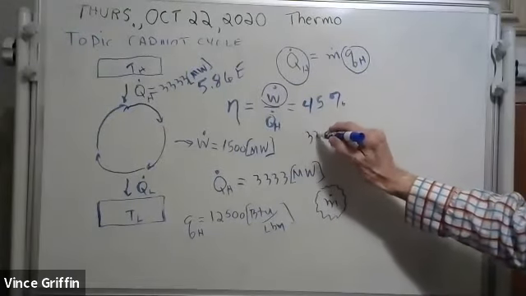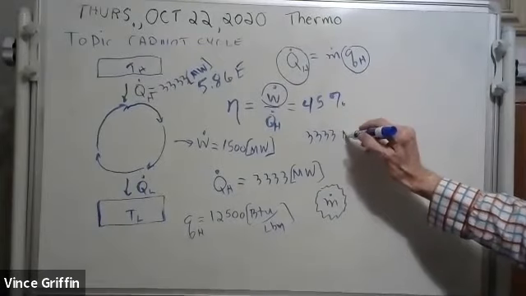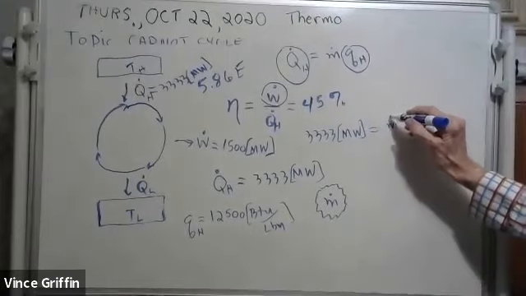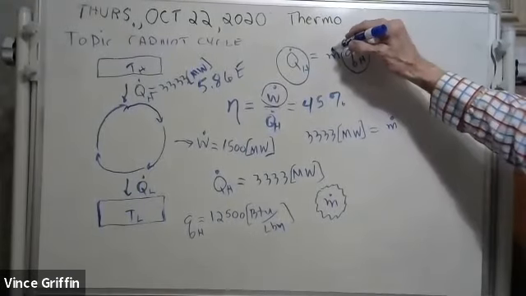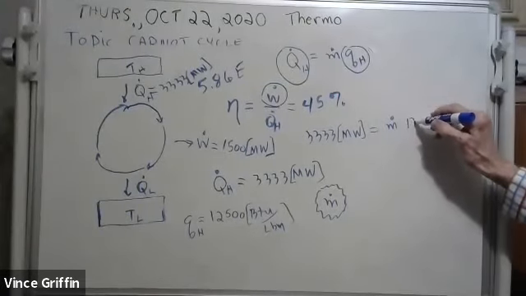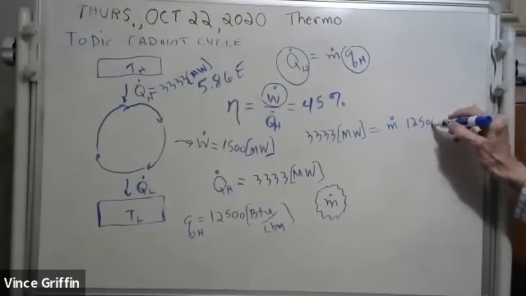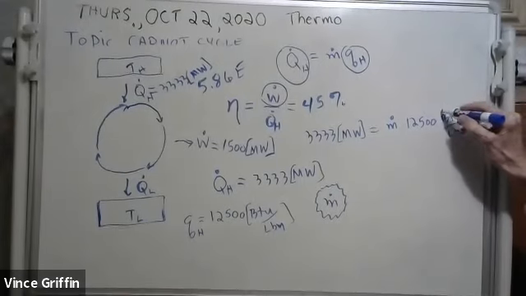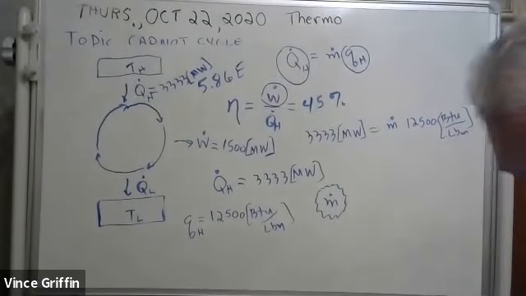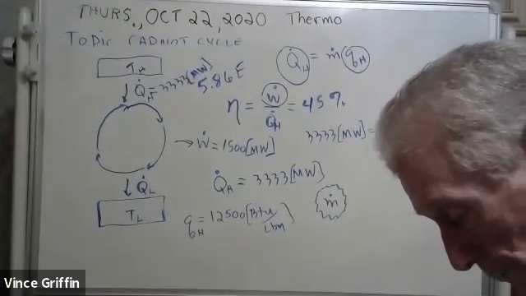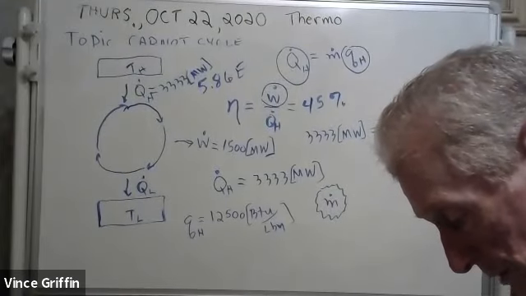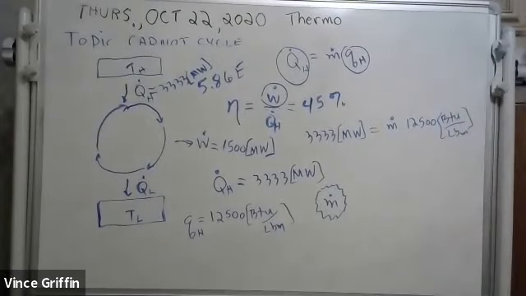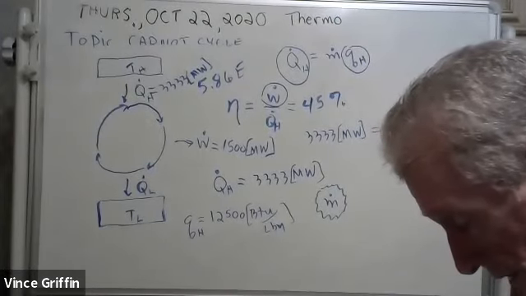I need this room here. We got 3,333 megawatts is equal to m dot times 12,500 BTUs per pound mass. Uh-oh, we're going to have to convert, Mohammed. Go flip around, start snooping around here. We got to find out BTUs per pound mass.